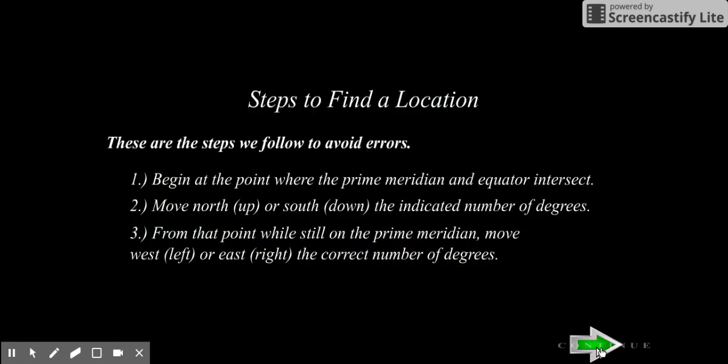Let's review the steps we can take to find a location and try some on our own. To find the location, first, begin at the point where the prime meridian and the equator intersect. Second, move north up or south down the indicated number of degrees. Third, from that point, move west to the left or east to the right the correct number of degrees.